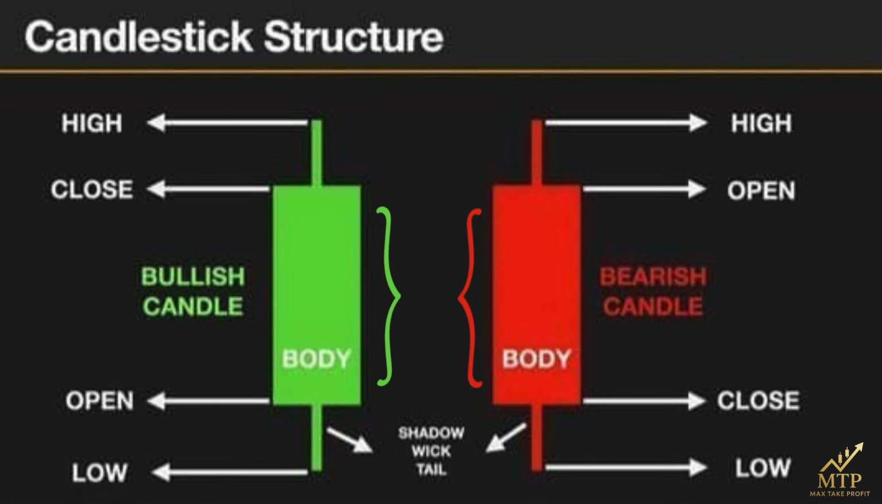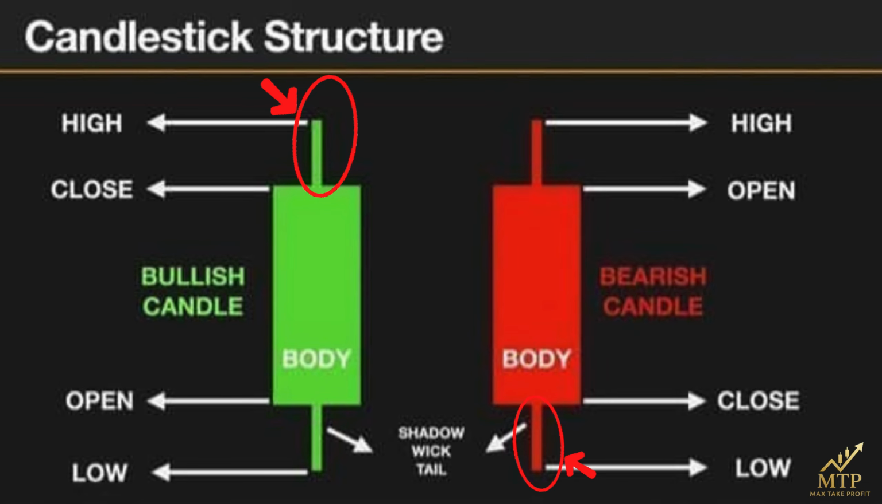The body. The body is the thick part of the candlestick. It shows the distance between the opening and closing price. When the body is green or white, it means the price closed higher than it opened. Buyers were in control. When the body is red or black, it means the price closed lower than it opened. Sellers dominated that period. The wicks, or shadows. The wicks, also called shadows, are the thin lines extending from the top and bottom of the body.